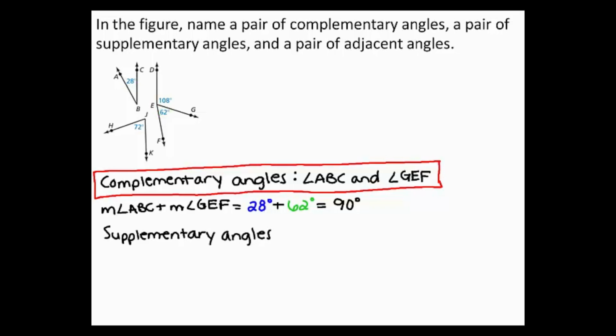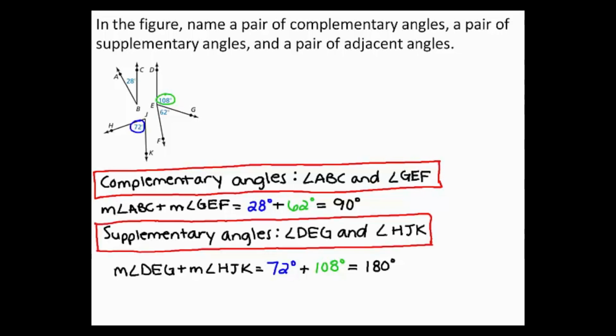Next, supplementary angles are two positive angles whose measures have a sum of 180 degrees. In the figure, the measure of angle HJK is 72 degrees, and the measure of angle DEG is 108 degrees. When you add these two angle measures together, 72 degrees plus 108 degrees gives you 180 degrees. Therefore, angle DEG and angle HJK are supplementary angles because their measures have a sum of 180 degrees.